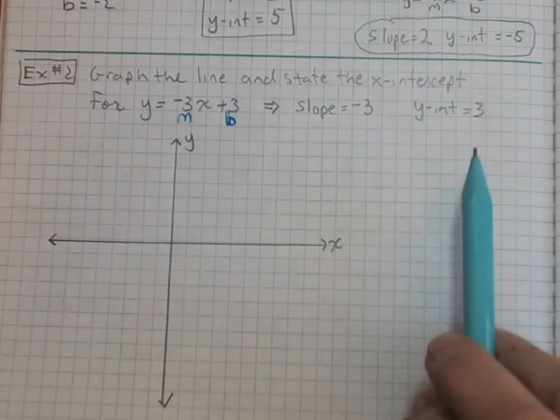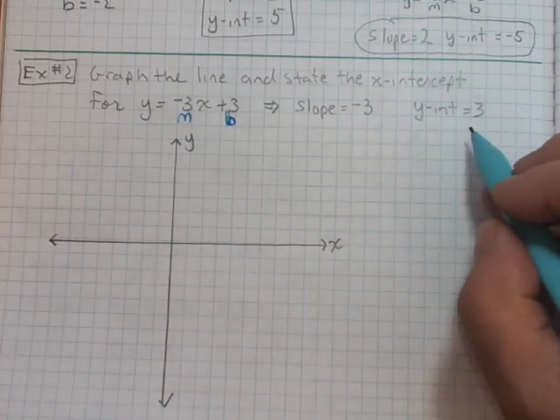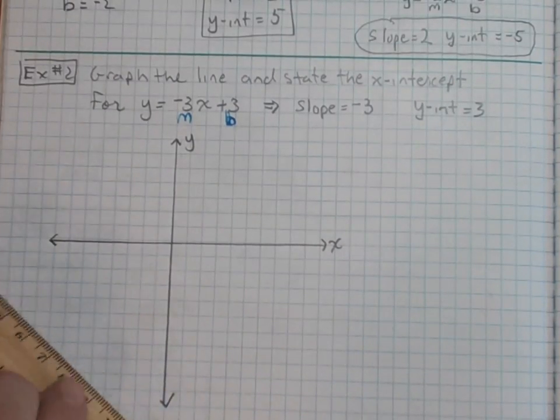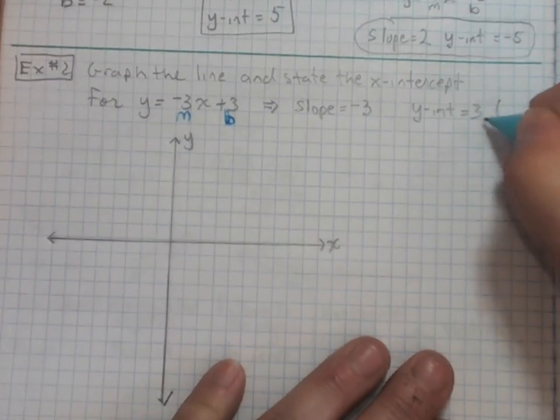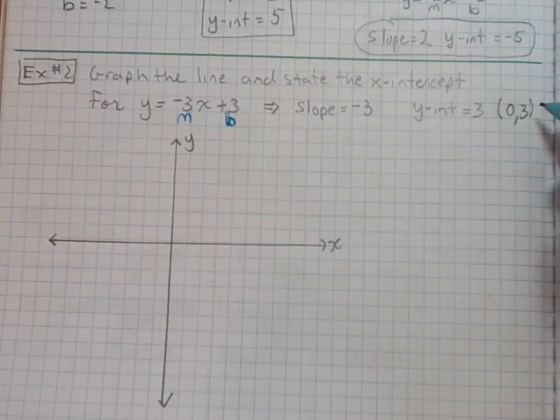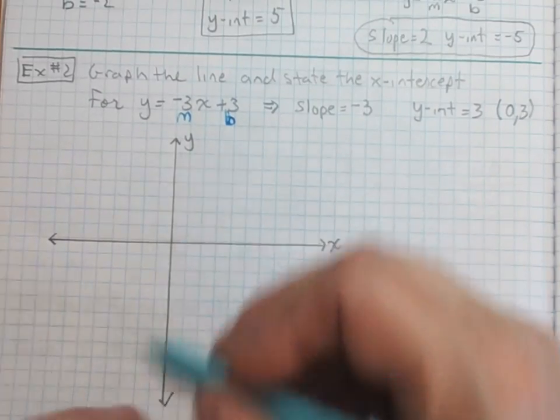All right, and so I start with my y-intercept of 3. Now remember, that's a point that you're going to plot. Where's my line going to go? Am I going to put it down here? Am I going to put it here? Well, the point helps us anchor the line. So on the y-axis, we're going to plot this point. So that would be (0, 3). So on the y-axis, 1, 2, 3.